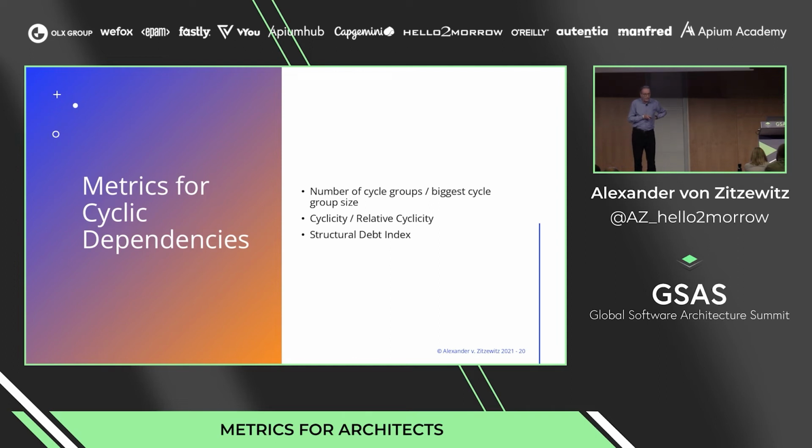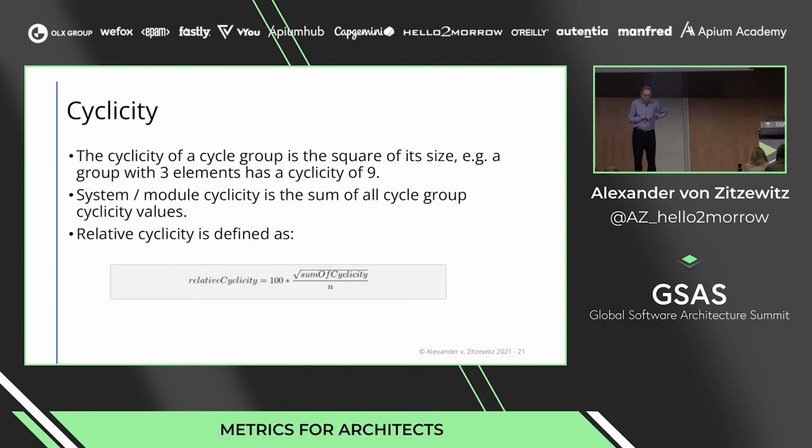Then cyclicity and relative cyclicity measure how bad it is. I'm going to explain that in a second. While structural depth index will tell you how difficult it would be to break it up, to untangle it. Let's start with cyclicity. Cyclicity is a very simple metric. If you have a cycle group with 3 elements, cyclicity is the square of that number of elements. So 3 elements would be a cyclicity of 9, 5 elements, a cyclicity of 25, and so on.